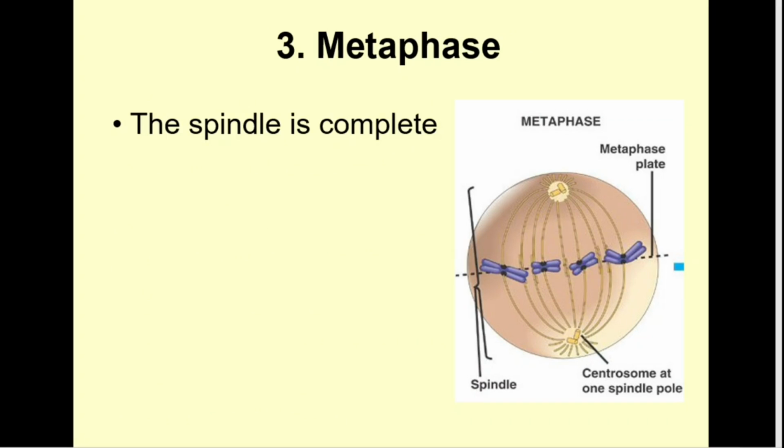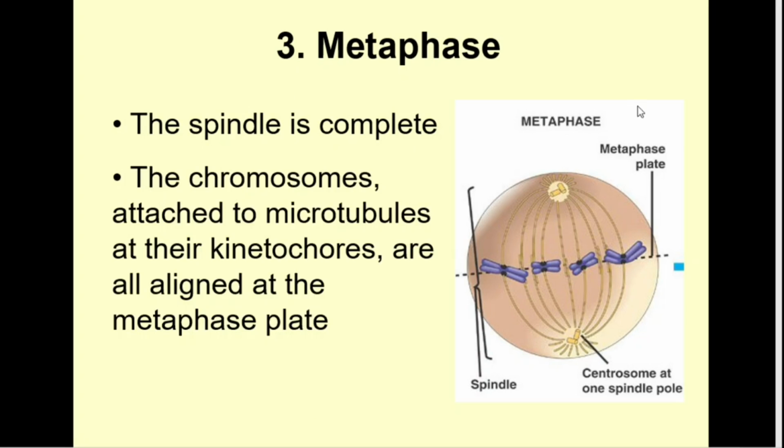When we get into metaphase, our mitotic spindle is now fully complete. And what we can see is that as the mitotic spindle is completed, it's shifted the chromosomes so that they are all aligned along the middle of the cell. So we refer to this sort of imaginary line or this imaginary equator through the middle of the cell as the metaphase plate.